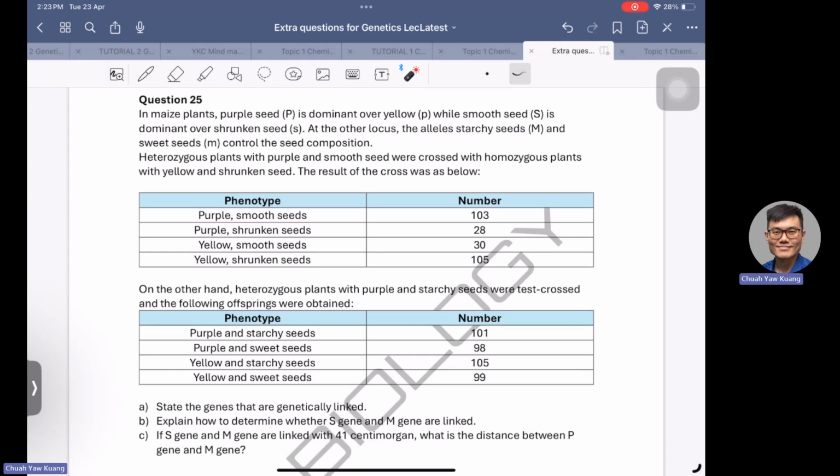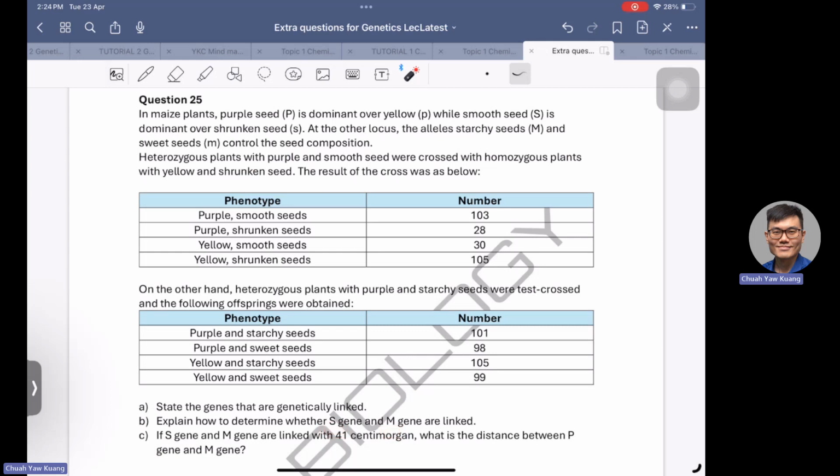In the part 1 video, we finished part A by looking into the recombinant frequency. Now we look at question B: explain how to determine whether the S gene and M gene are linked.